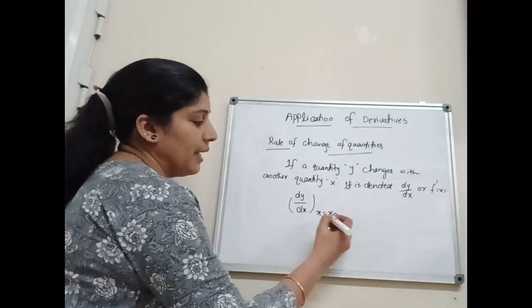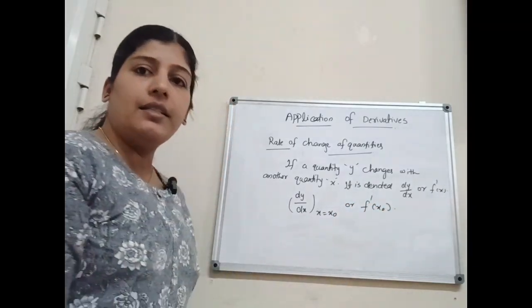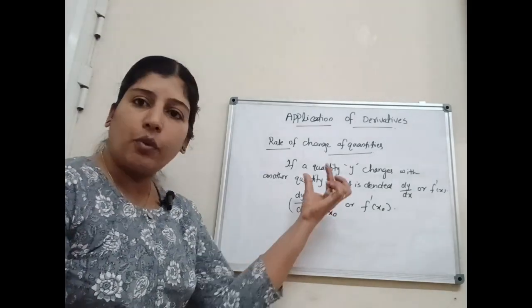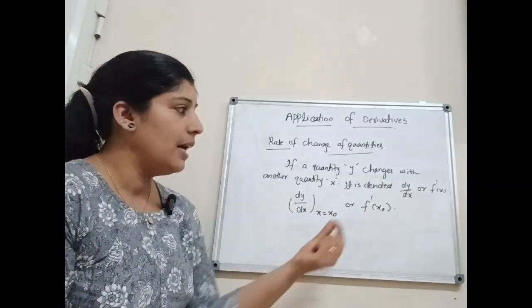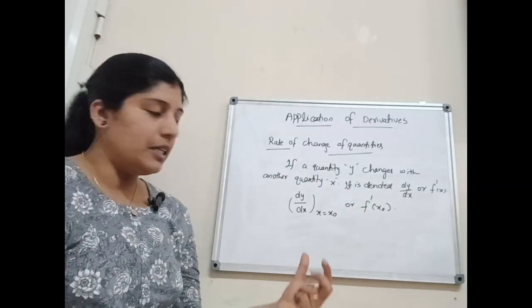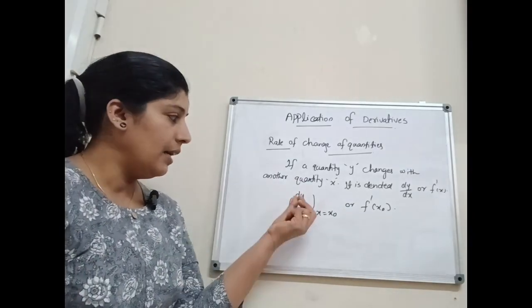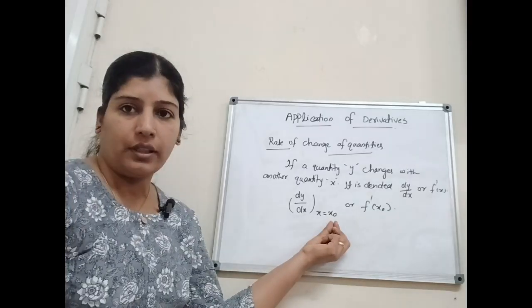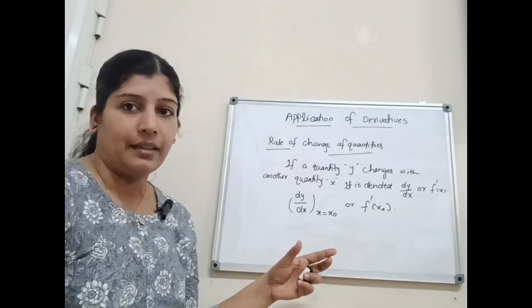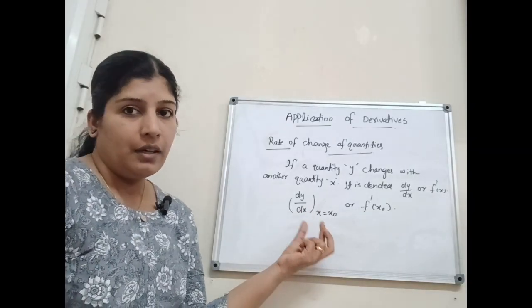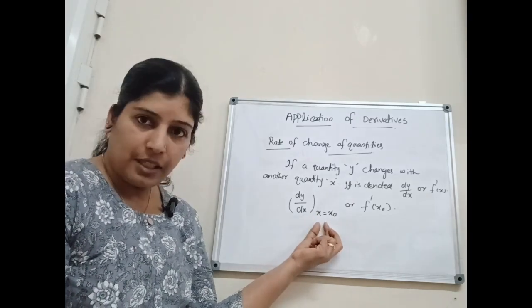That means dy by dx at x equal to x naught, or it is also denoted by f dash of x naught. In this chapter, first we discuss rate of change of quantity y with respect to another quantity x, denoted by dy by dx or f dash of x. Next, a special case: we find the rate of change of quantity at a particular point, that is dy by dx at x equal to x naught. Here the quantity will be varying, increasing or decreasing. At a point x naught, it is denoted by dy by dx at x equal to x naught or f dash of x naught.